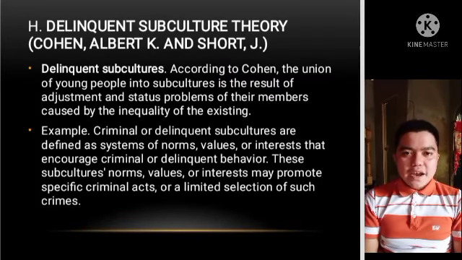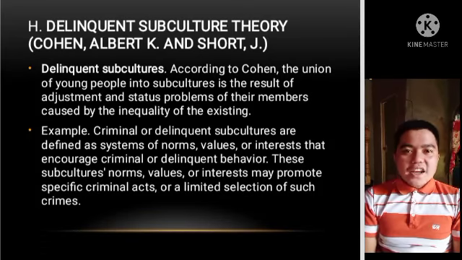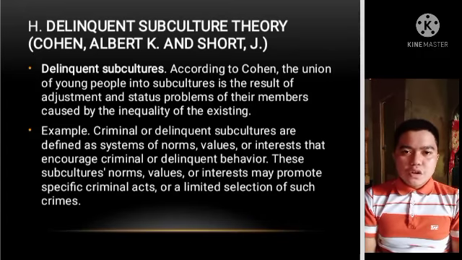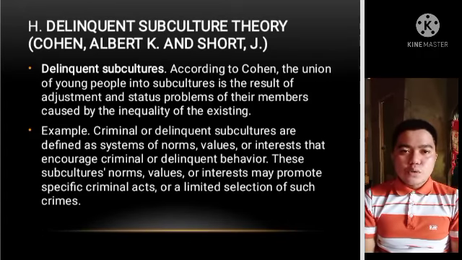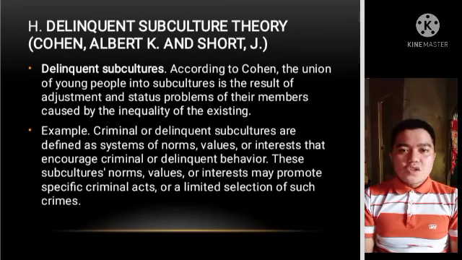Delinquent subculture theories, Cohen, Albert, and Short. Delinquent subculture, according to Cohen: the union of young people into a subculture is the result of adjustment and status problems of their members, caused by the inequality of existing conditions. Criminal or delinquent subcultures are defined as systems of norms, values, or interests that encourage criminal or delinquent behavior. These cultures, norms, values, or interests may promote specific criminal acts or a limited selection of such crimes.